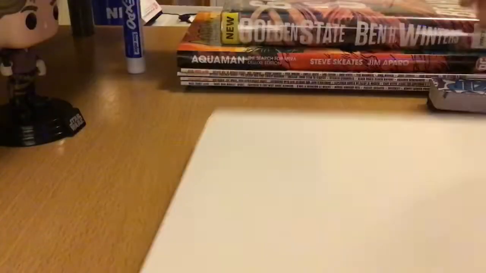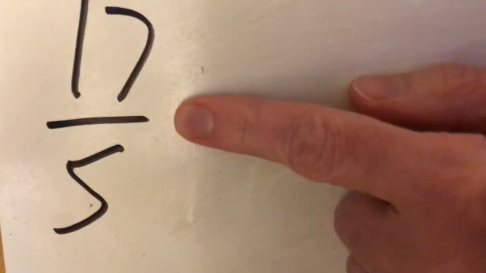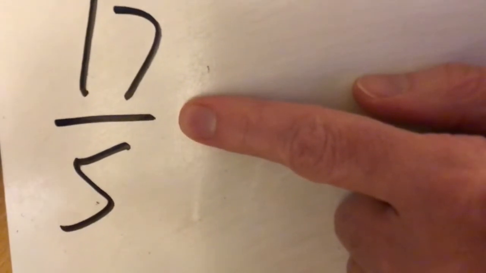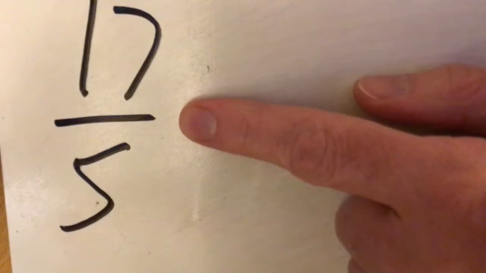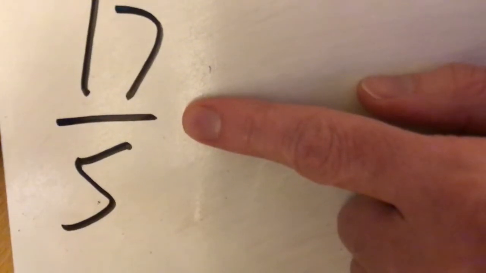All right, so let's say that we have 17 fifths. Okay, 17 fifths. So if we're converting 17 fifths to a mixed number, first we need to get our whole number, right? And when we're doing that, we have our fraction bar, which tells us that we are doing what operation? That's right, we're doing division. So this is basically a division problem.